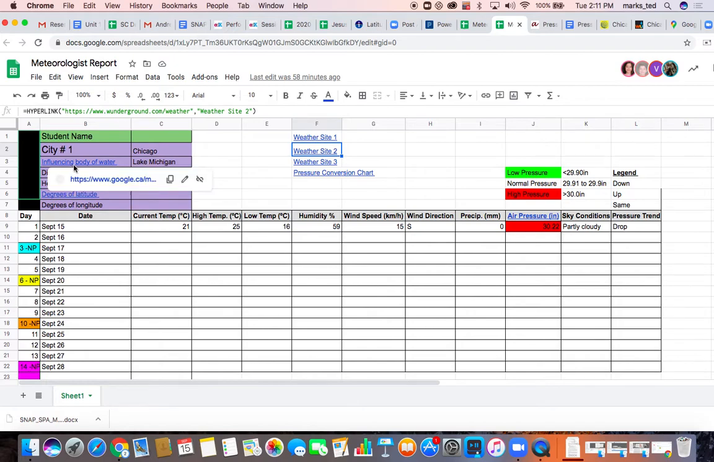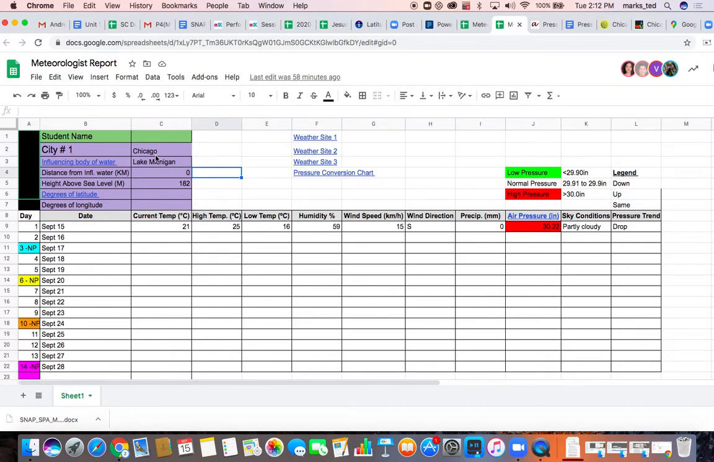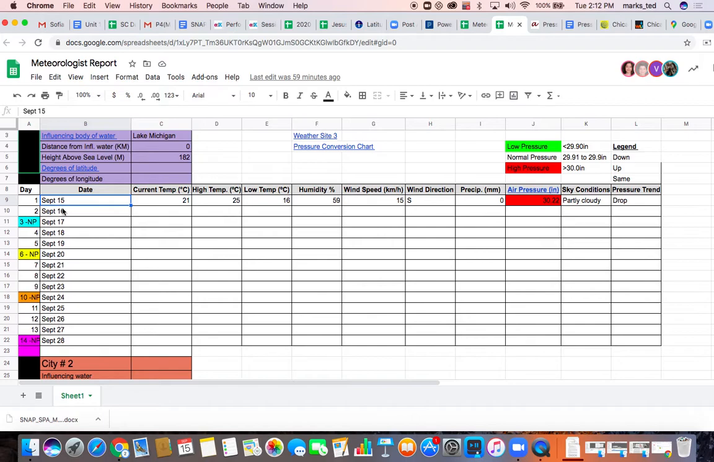Okay, so when we go back to Chicago, we would put the line of latitude here. We would research the influencing body of water, and you'd want to have that for city 1. It's Lake Michigan, and I figured that out through Google Maps. How close is it to Lake Michigan? It's right on Lake Michigan, so 0 kilometers, and I researched that it's also 182 meters above sea level.